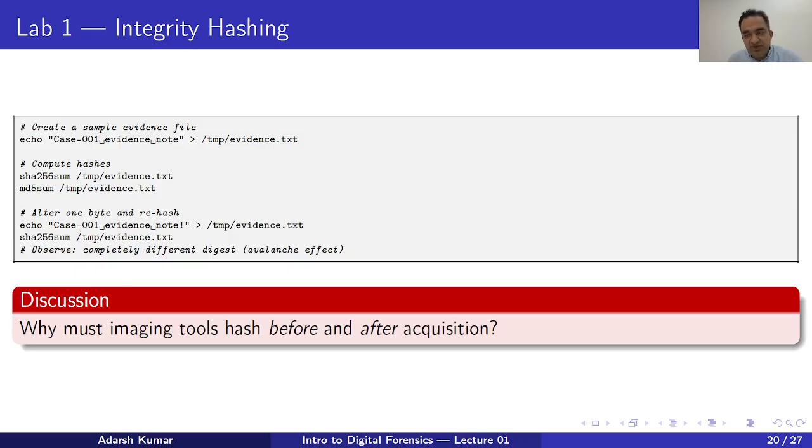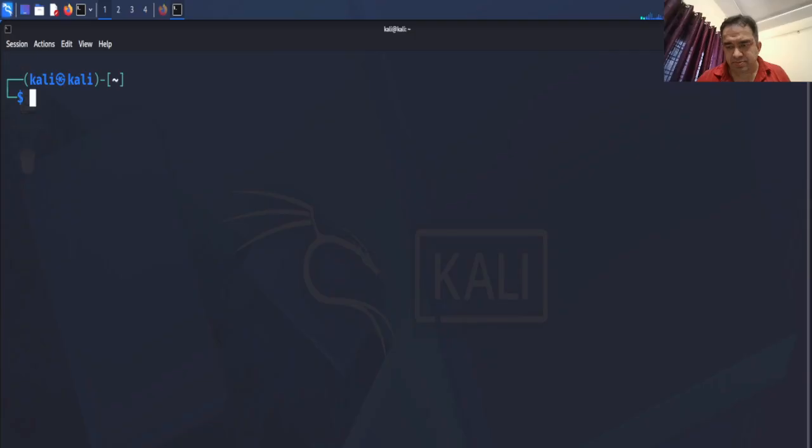Example narrative: evidence.txt containing "case 001 evidence note" yields digest A. Adding an exclamation mark yields digest B. This mirrors what happens if malware or an accidental write touches a forensic image during analysis. Let's do this small experiment.